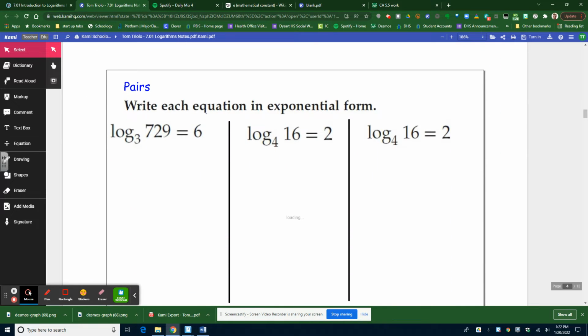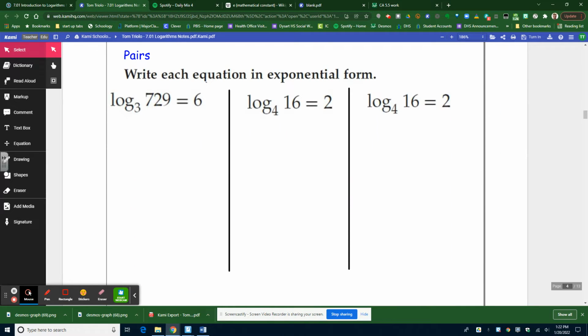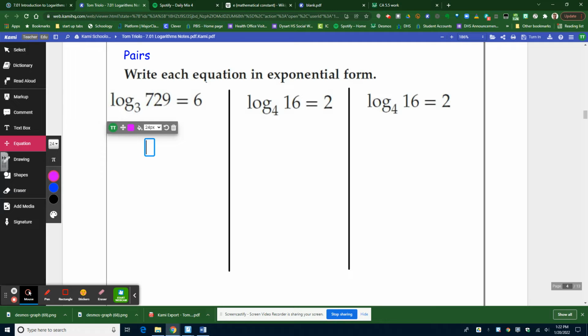All right. So now we take the logarithmic one and change it to exponential. Remember, the logarithm equals the exponent. So my base is the little number right next to the g. My exponent is 6. And that equals 729, because 3 to the 6th power equals 729.